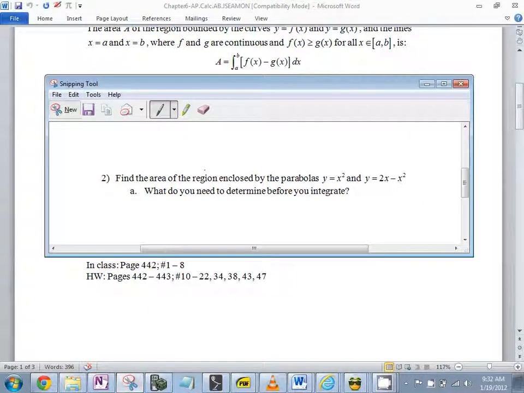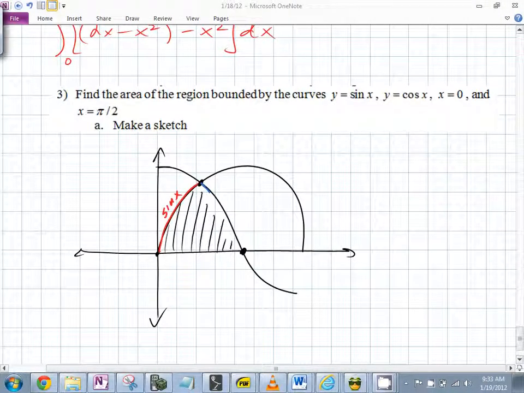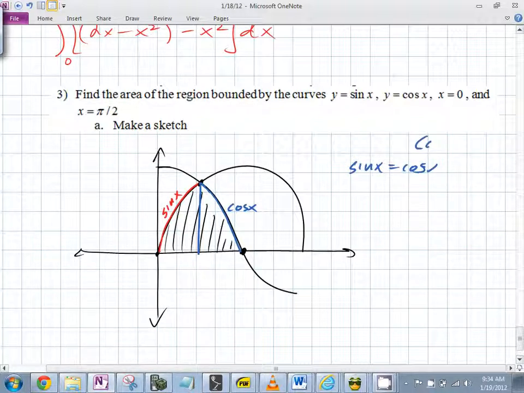So here's the blue. What's that one? Cosine x. So how many integrals are we going to have to do? 2. We have to break this thing in half. Well, maybe it's half. So what might we need to find at this point? Where they intersect. Where does sine x equal cosine x for the domain? What's the domain of this? We're going from 0 to pi over 2, right? Where does sine equal cosine x? That's when tan x equals 1. So that's when x is equal to pi over 4, right?